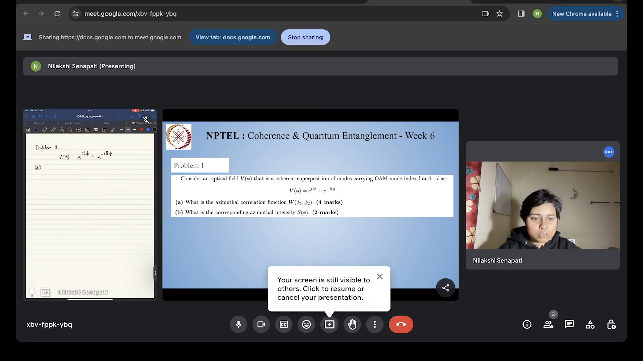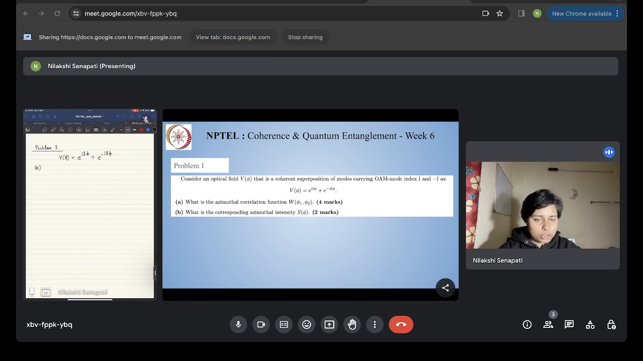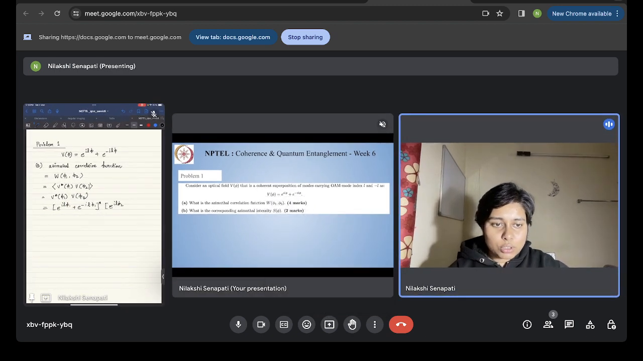The first question is: what is the azimuthal correlation function for this? I am calculating all of them step by step. Just follow. I hope there will be no problem this time because you are already aware of how to solve these kinds of problems. We first solved for the temporal degree of freedom, then for the spatial degree of freedom. Now we are solving it for the azimuthal degree of freedom.